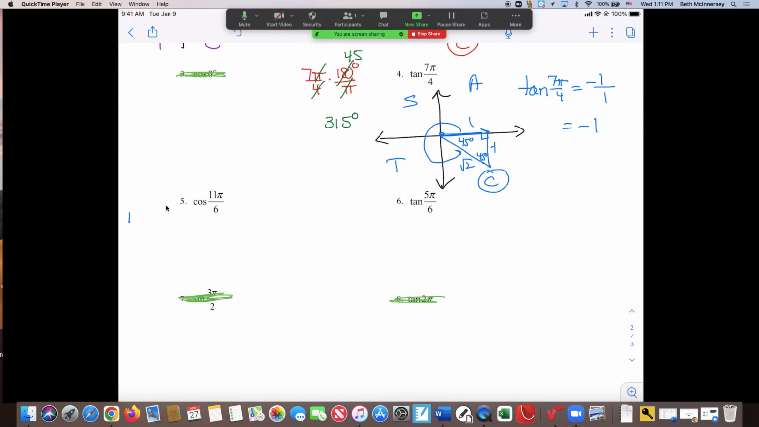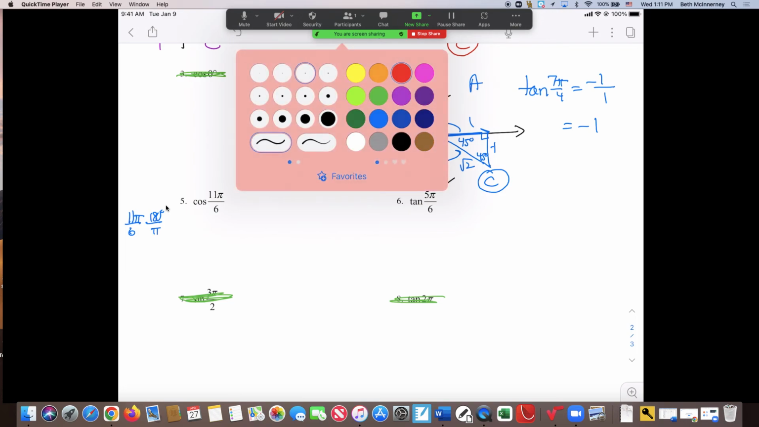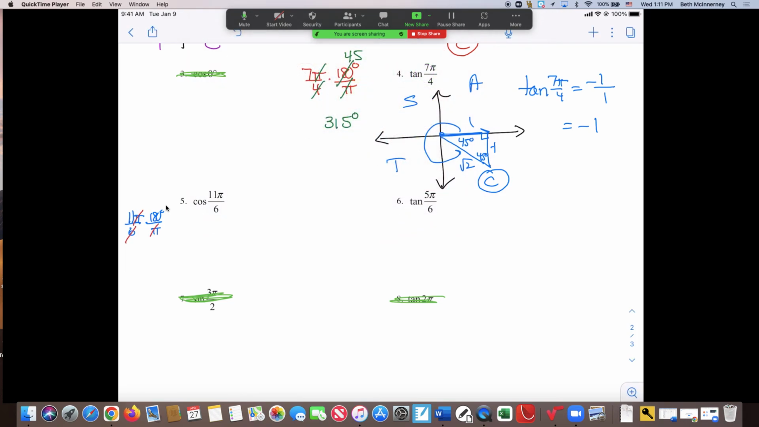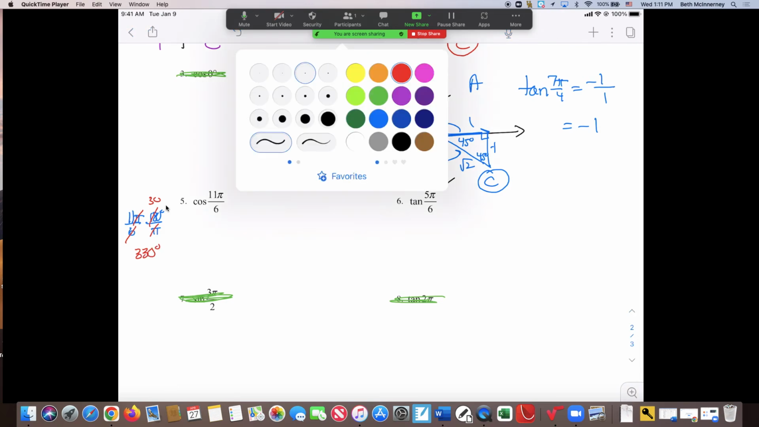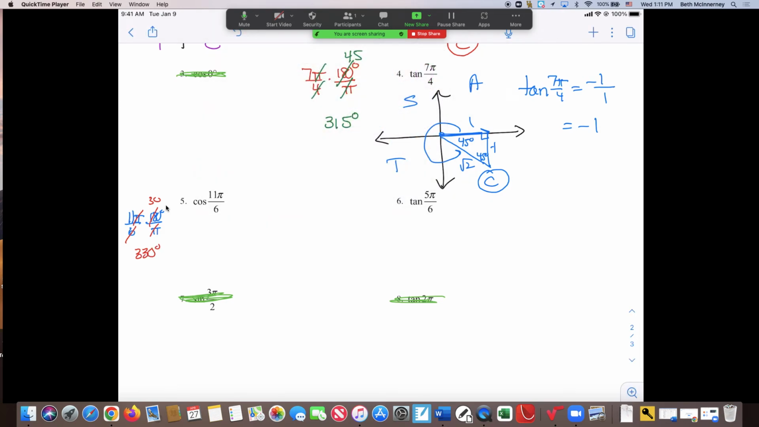All right, some good thinking going on here. So I'm going to first convert my 11 pi over 6. Did you get 330 degrees? Okay, did we get 330 degrees? Yes. Okay, that's success.